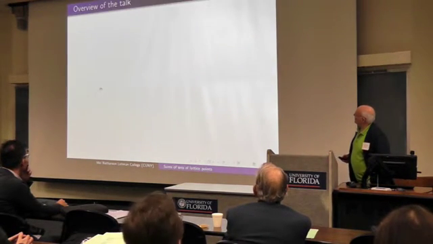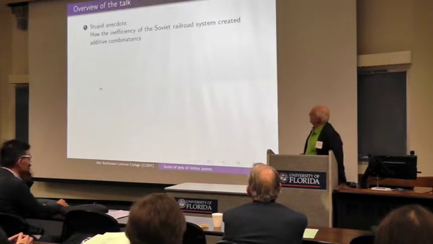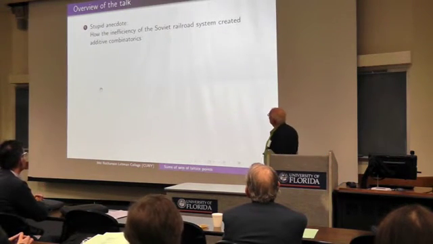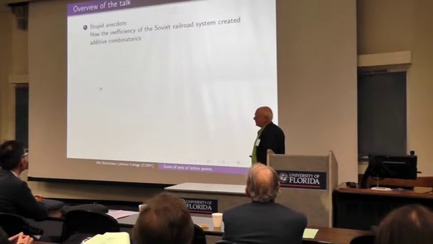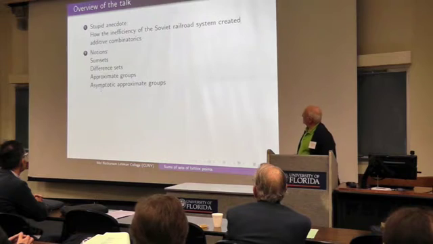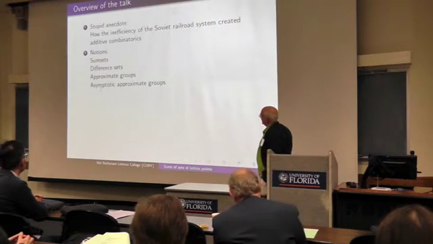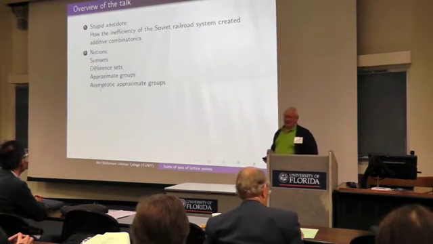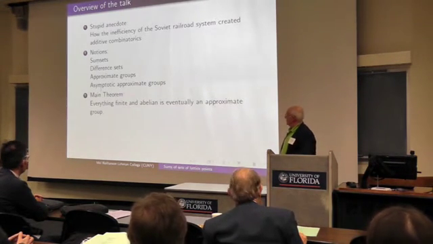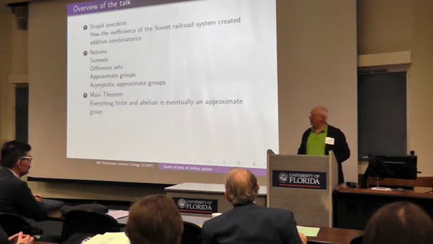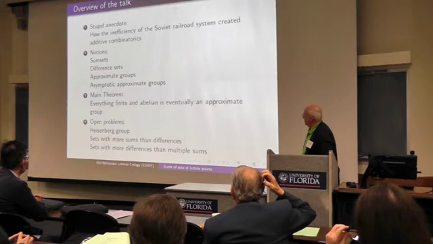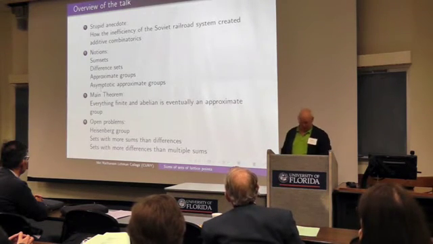So I have to give an overview. So I start with some stupid anecdote about how the inefficiency of the Soviet railroad system created additive combinatorics. Then there's some notions I need to introduce, some sets, different sets, approximate groups, asymptotic approximate groups. There's a main theorem that says that everything that's finite and abelian is eventually an approximate group, and then some open problems that there are mainly two left.